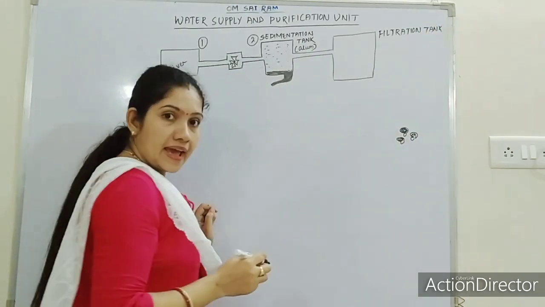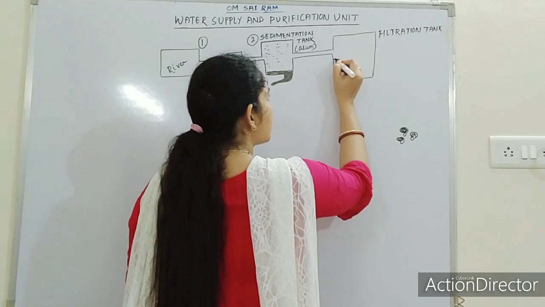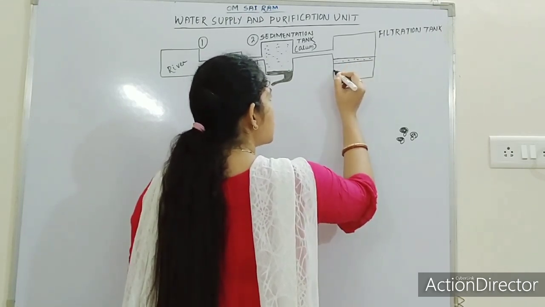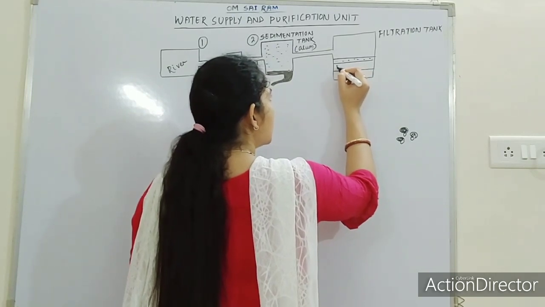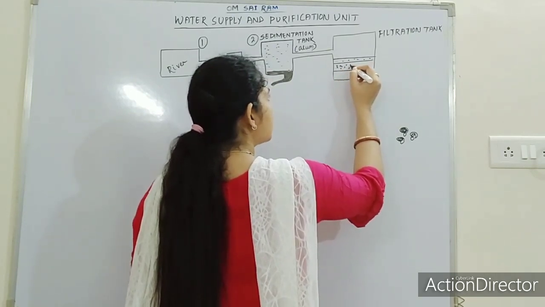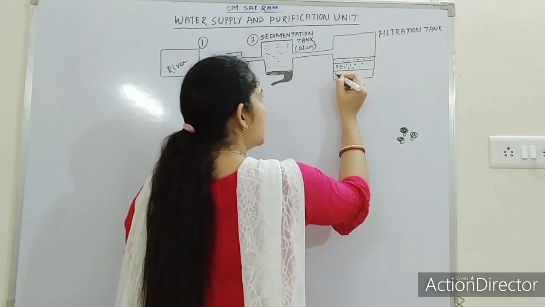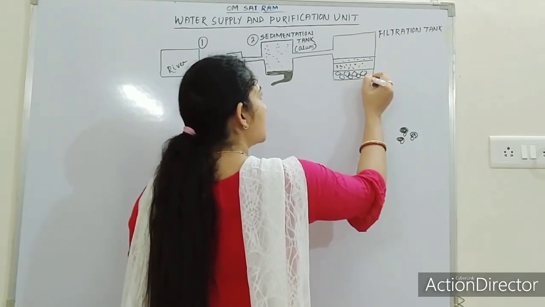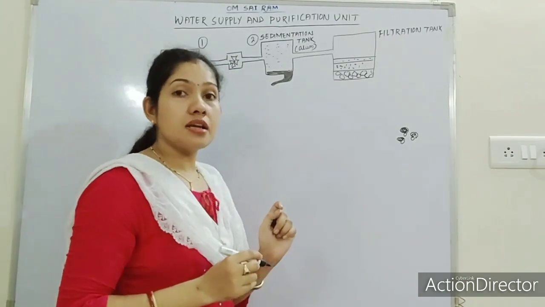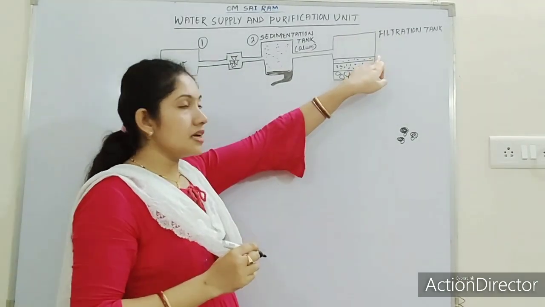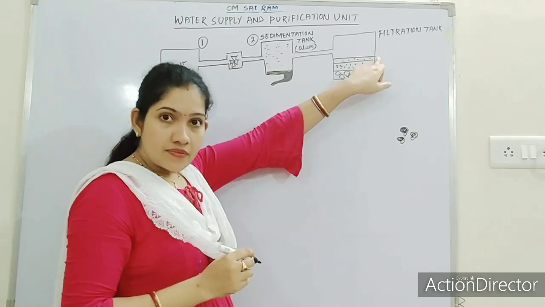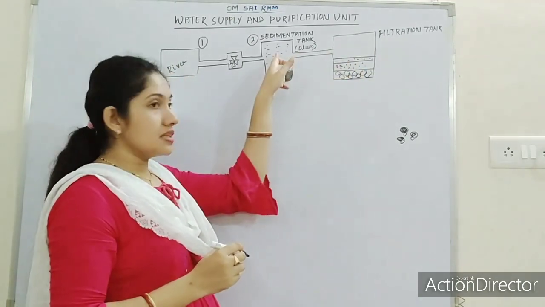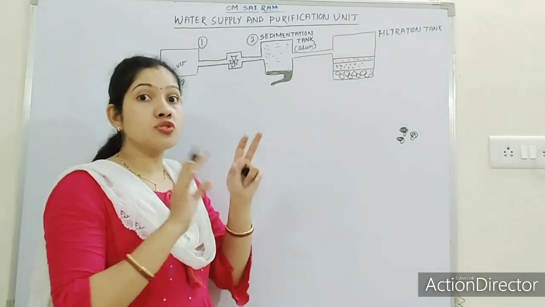This filtration tank contains some layers. The first layer is the layer of sand. The second layer is the layer of gravels. And the third layer is the layer of charcoal. So this filtration tank has a number of layers: sand layer, then gravels, then charcoal.